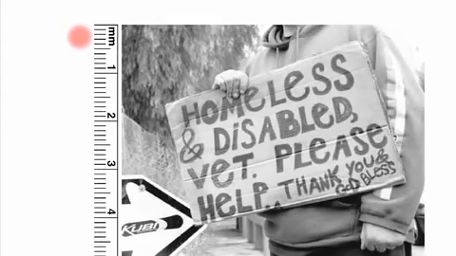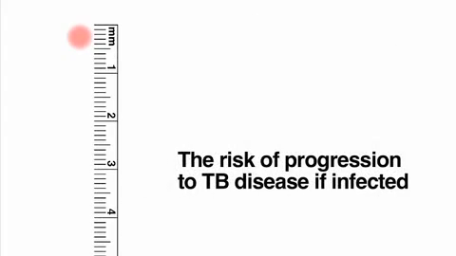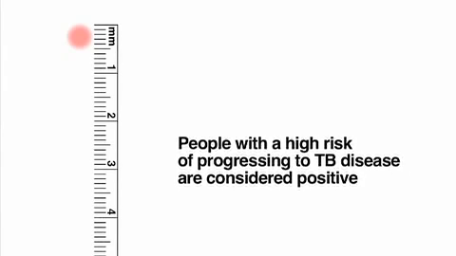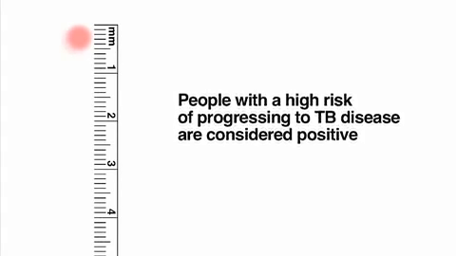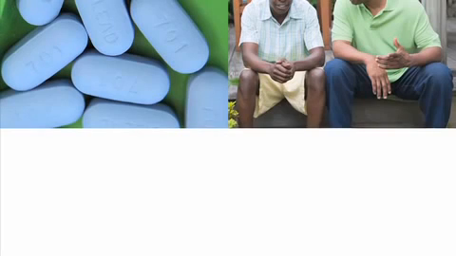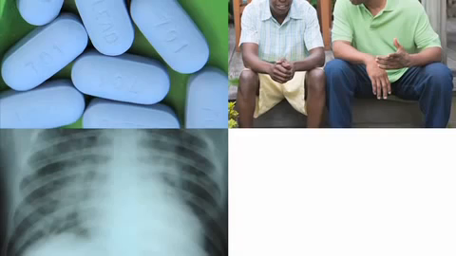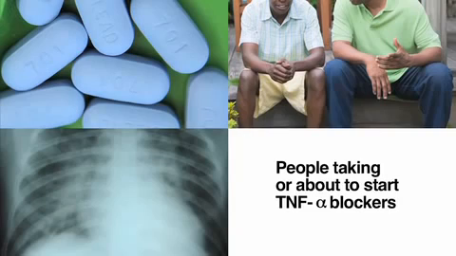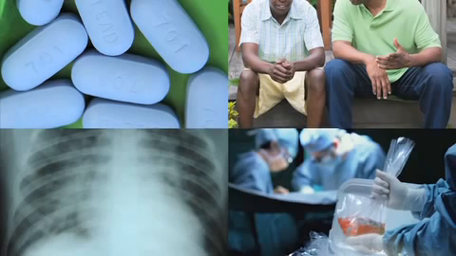Skin tests are interpreted based on several different factors. These factors are the size of the induration in millimeters, the person's risk of getting TB infection, and the risk of progression to TB disease if infected. People with a high risk of progressing to TB disease are considered positive if the induration is 5 or more millimeters. These include people living with HIV, people in recent contact with those with infectious TB disease, people whose chest radiographs recently changed from negative to positive, people taking or about to start TNF-alpha blockers, and those who are immunosuppressed, such as organ transplant patients.